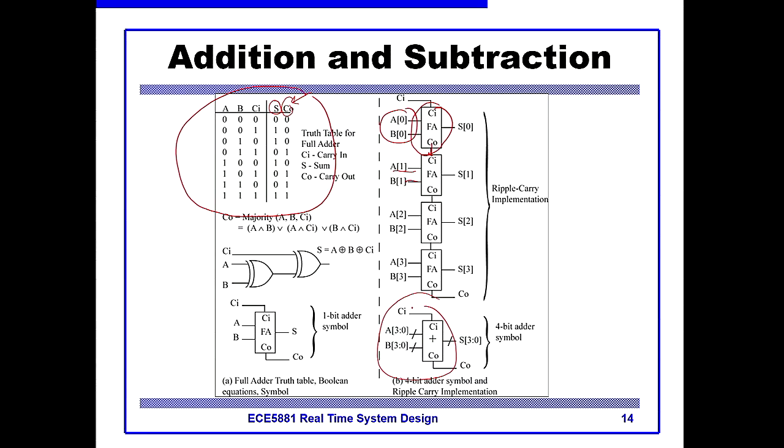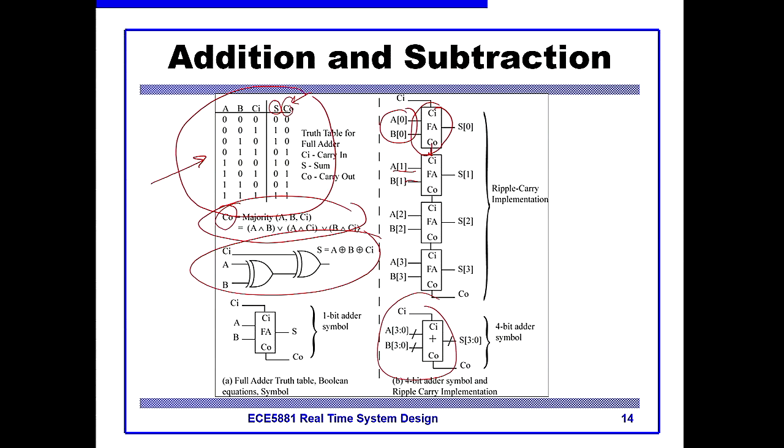So in terms of the full adder, you could do that with a truth table as we did here, or exclusive OR functions: A XOR B, ORed with A AND CI, ORed with B AND CI as the carry out, and the sum is just the exclusive OR of all the input bits.